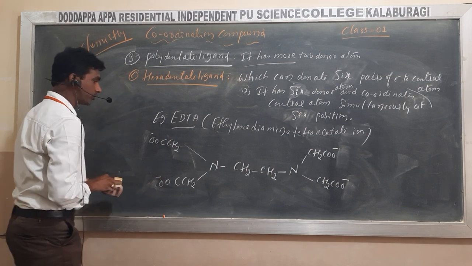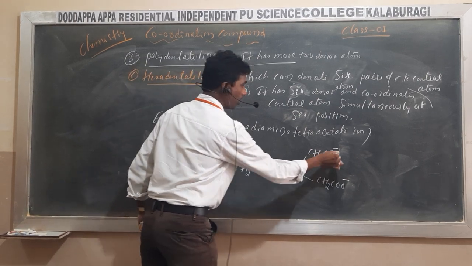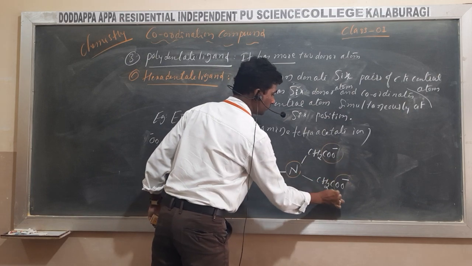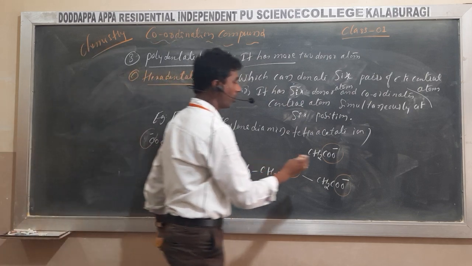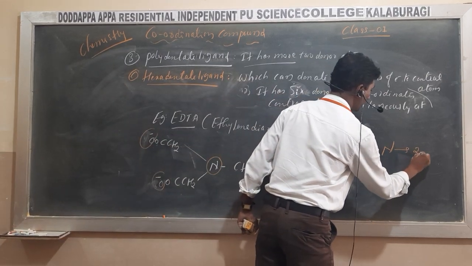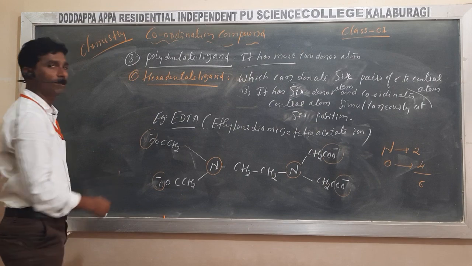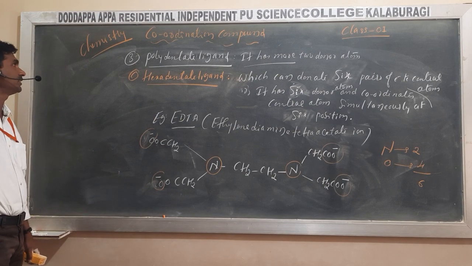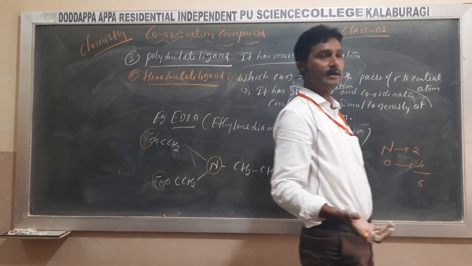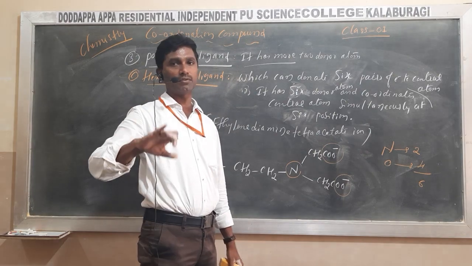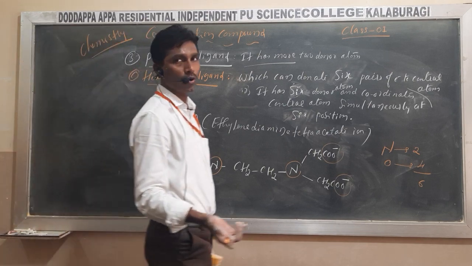So here I can ask one question. How many donors are here? 6 donors: nitrogen 1, nitrogen 2, oxygen 3, oxygen 4, oxygen 5, oxygen 6. Total donor atoms are 6. Nitrogens are 2 and oxygens are 4. Hence it is called a hexadentate ligand. So these are the classification of ligands. First is monodentate, second is bidentate, next is polydentate. In polydentate, further tridentate, tetradentate and hexadentate with examples are over.